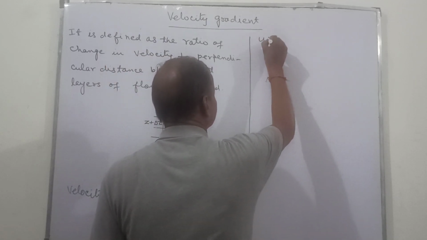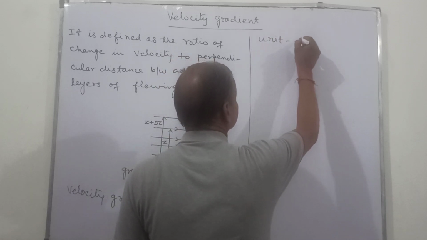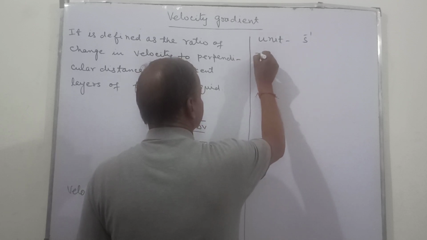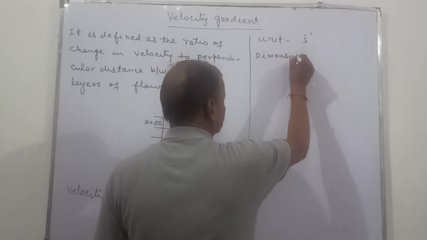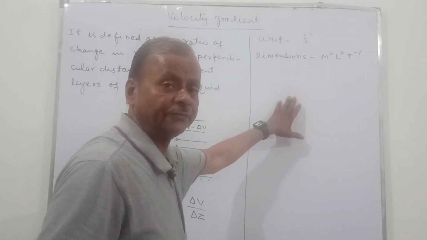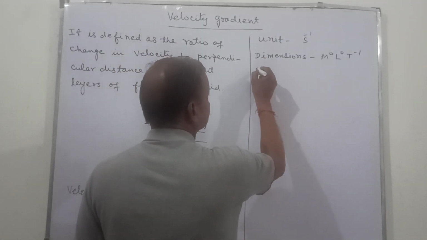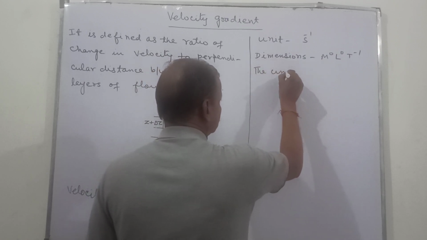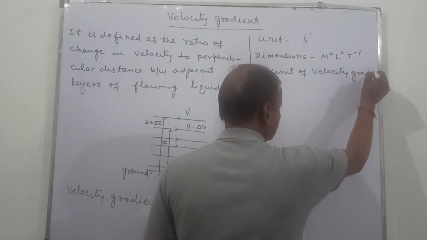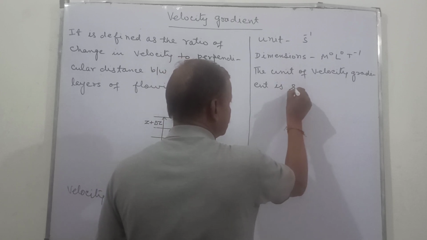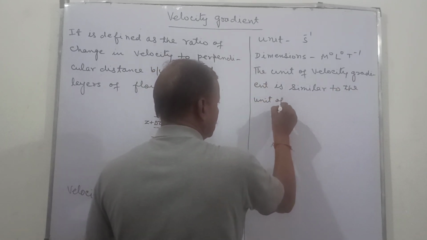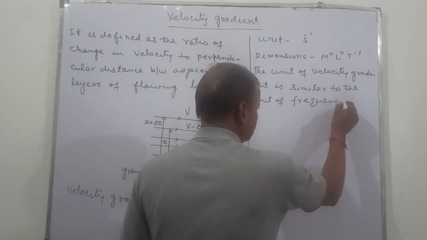Unit is per second, second minus 1, or the dimensions M0 L0 T minus 1. So its unit is similar to the unit of the frequency. The unit of velocity gradient is similar to the unit of frequency.